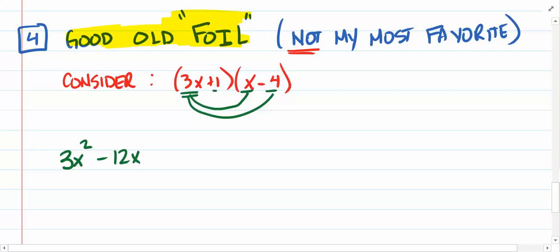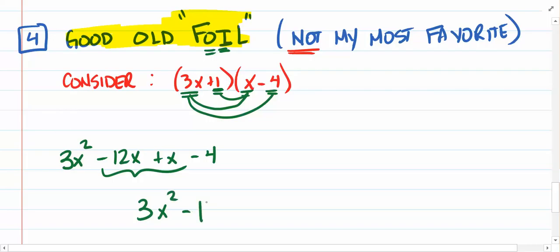I stands for the inner. So I take the 1 and the x and multiply them together, and I get a positive x. And L stands for the last. So the 1 and the 4 are the last two terms of each binomial. So 1 times negative 4 gives me negative 4. And then the two terms in the middle are always going to be like terms if you practice the FOIL the way that it's spelled out here. So this gives me, to clean it up, 3x squared minus 11x minus 4.